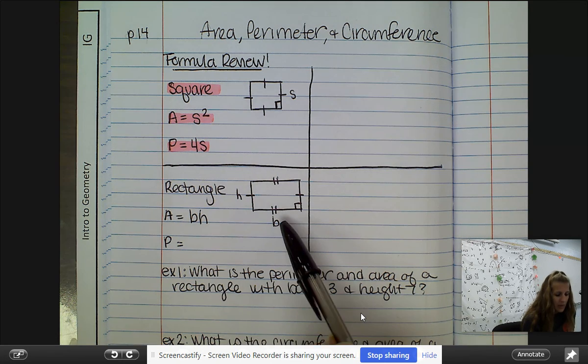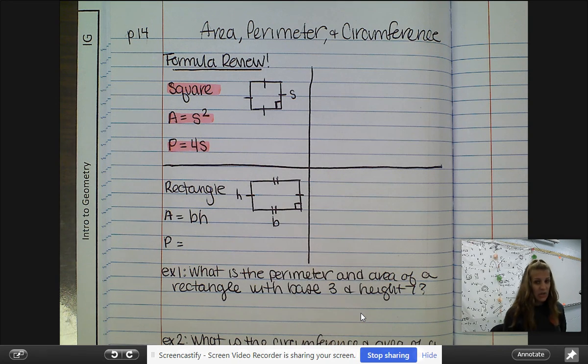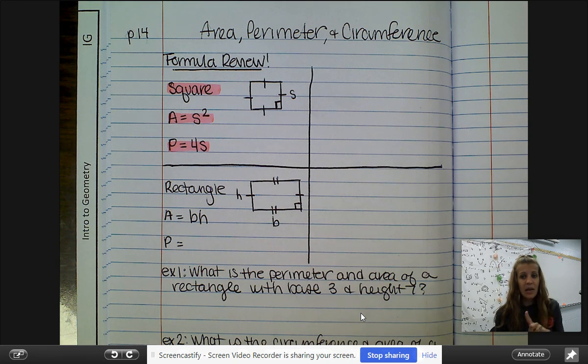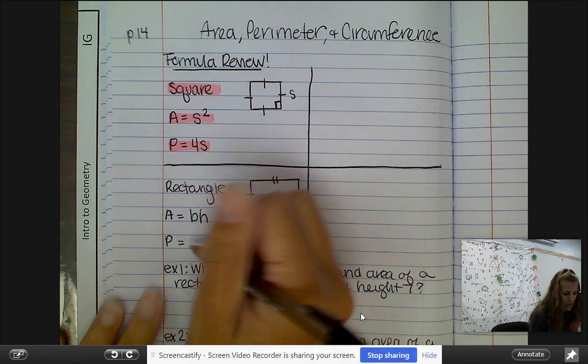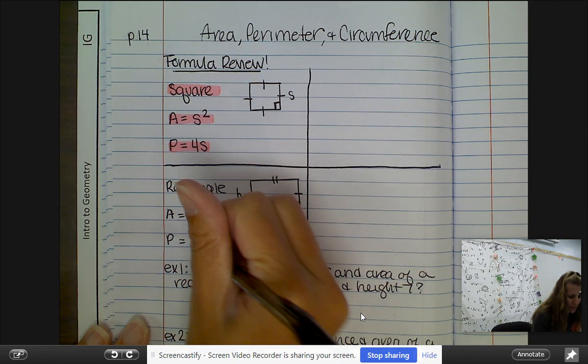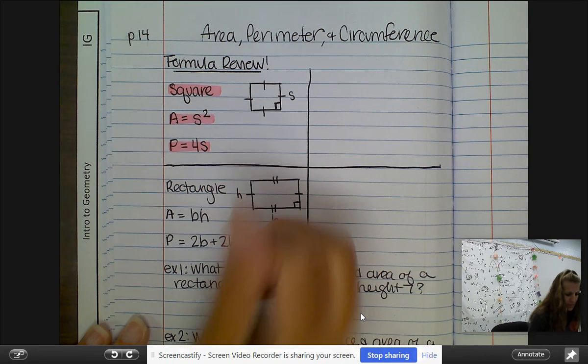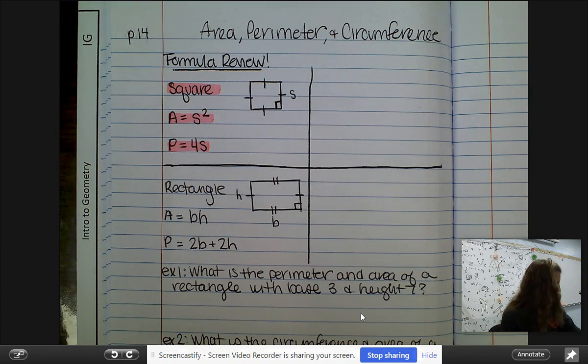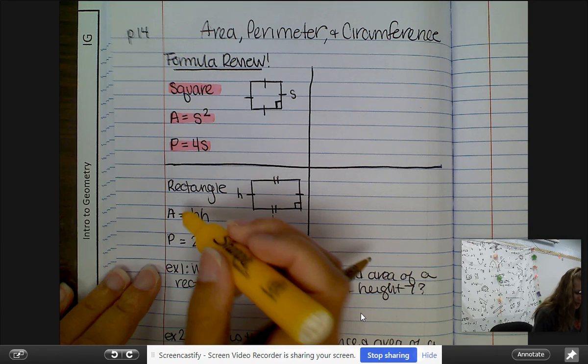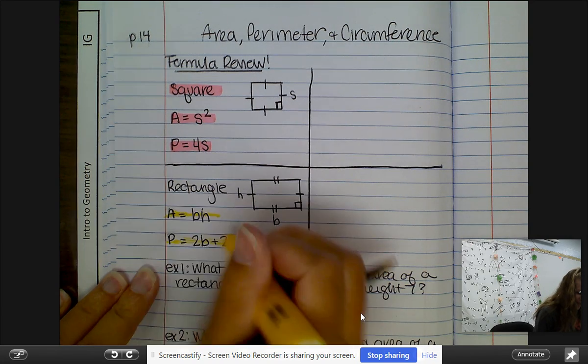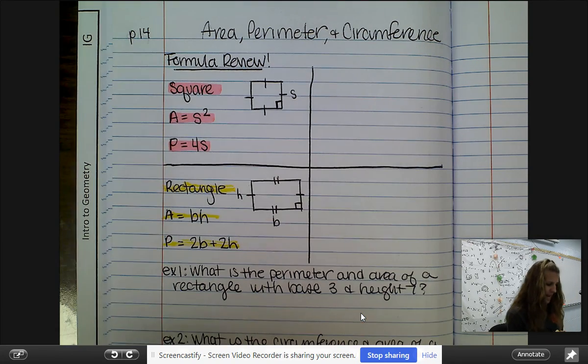Now when I'm doing perimeter here, we want to add up all of our sides. And so if I do base plus height, or maybe base plus height, I have two bases and two heights. And so the simplified formula is 2b plus 2h to find the perimeter. Okay, so we have our cute little formulas here for finding area and perimeter of a rectangle.